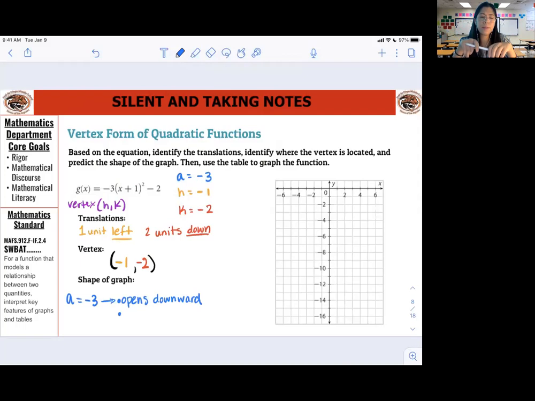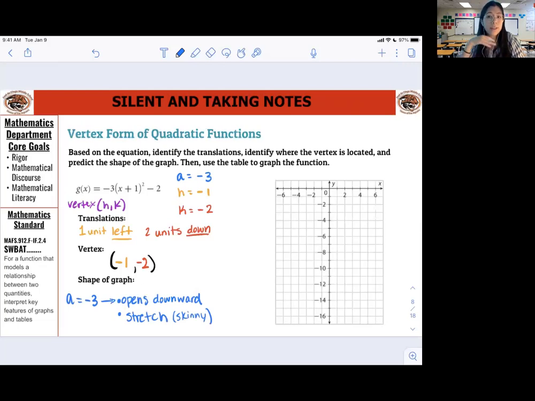It goes skinnier. Skinnier. What do we call that? Vertical stretch. Stretch, good. Vertical stretch. So it's going to be skinny. All right, and that's everything.